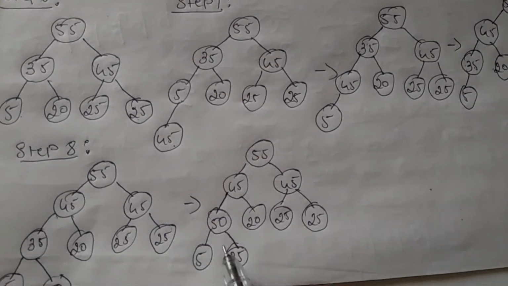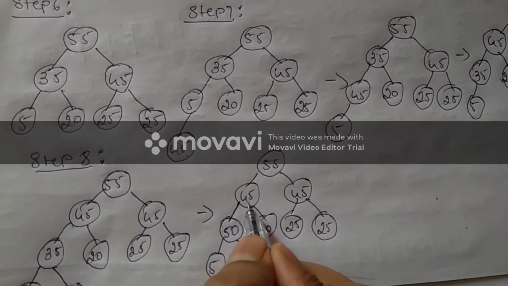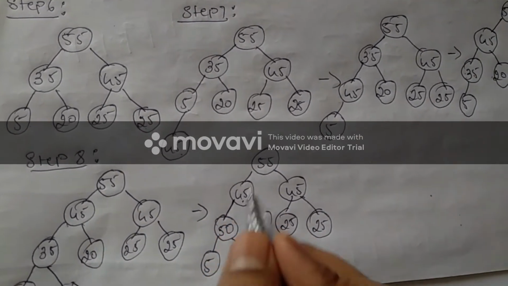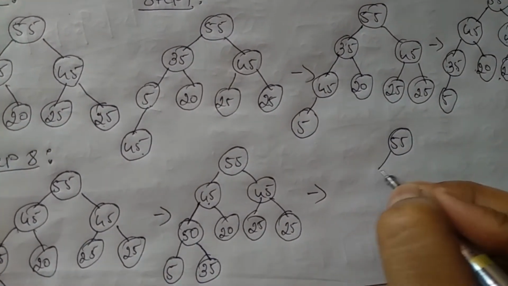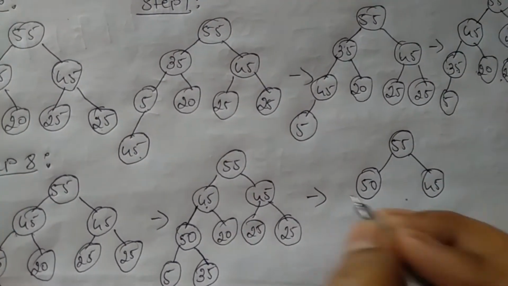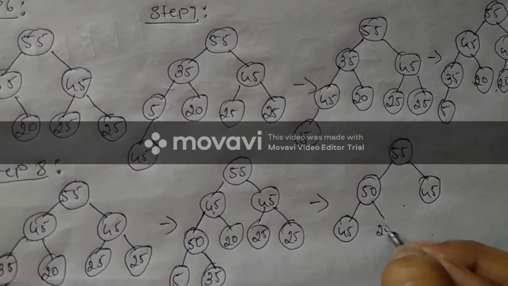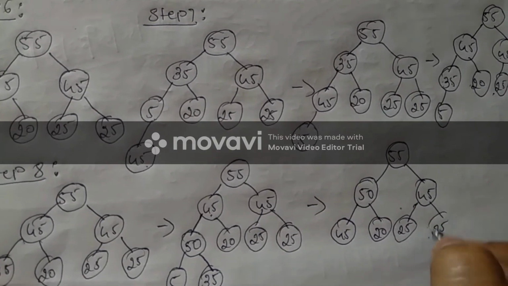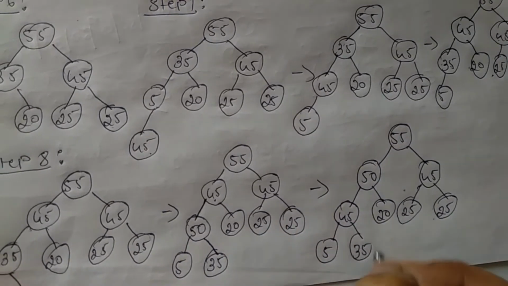Next, I have just placed 50 here. So you have to check with this parent. Which is the parent? 45 is the parent. Is 45 greater than 50? No. Again you have to replace 50 and 45. So I'll take 55. In place of 45, I'll replace 50. Here it is 45. Then in place of 50, I'll write 45. 20, 25, 25. This is 5 and this is 35.